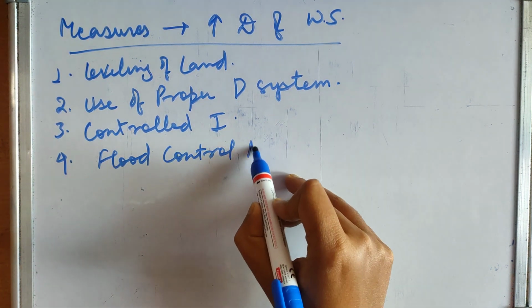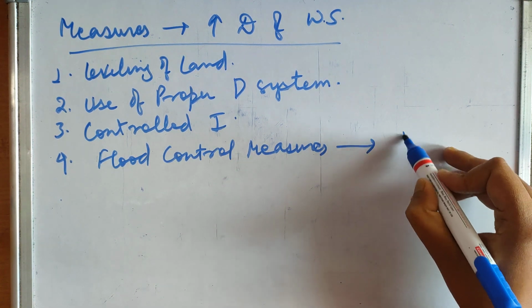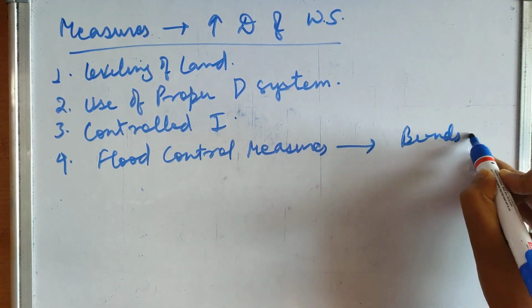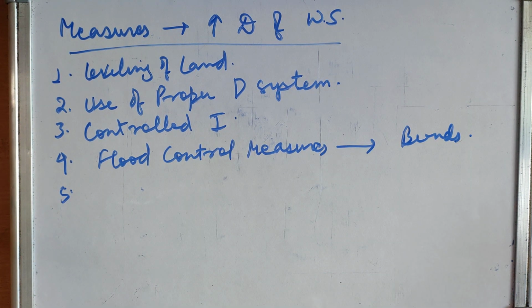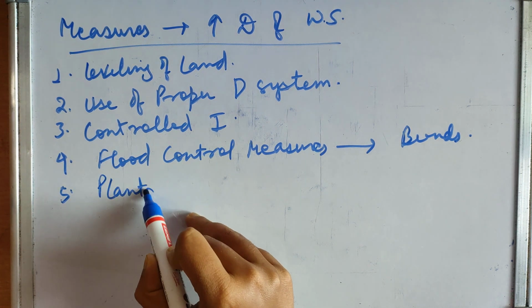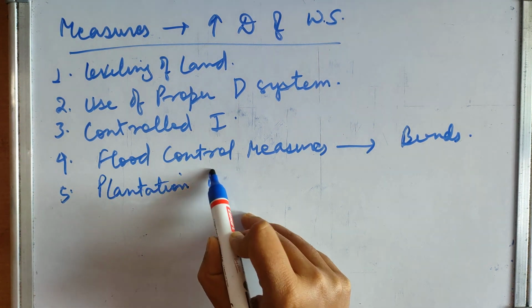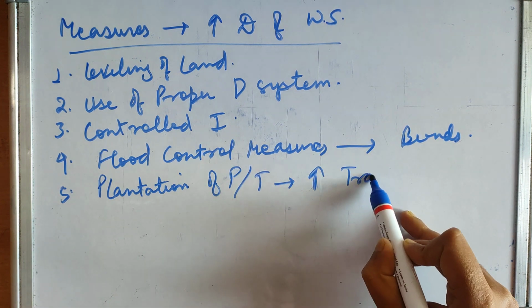Flood control measures. We need to adopt flood control measures such as construction of bunds. We will construct bunds. Plantation of plants or trees having a high transpiration rate.